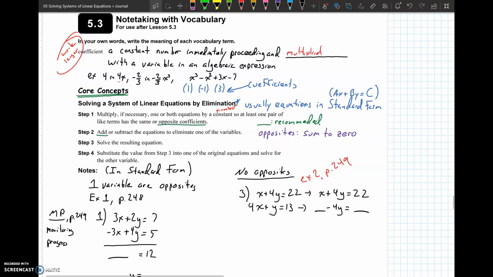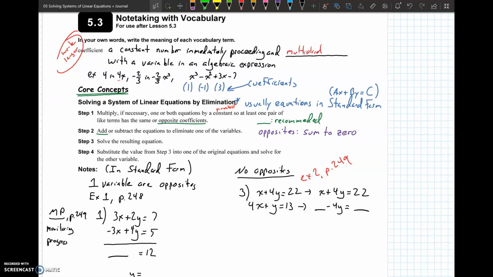Our steps, if needed, multiply one of the equations or both by a constant. That is just a number. So you get one pair of like terms that have the same or opposite coefficients. We're not going to do much with the same. We're going to go more for the opposite. Makes it easier in the end.